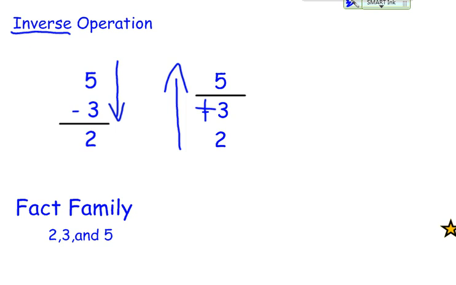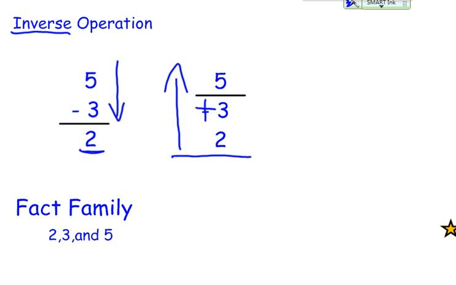It didn't quite line up right, so it looks like some crazy telephone pole now. But what you see here is 2 plus 3. Does that equal 5? Yes, it does. That means this answer here is correct because we checked it against this problem here with our inverse operation.